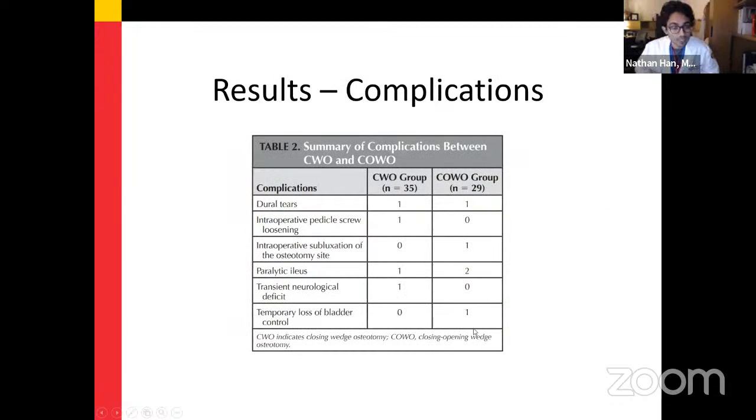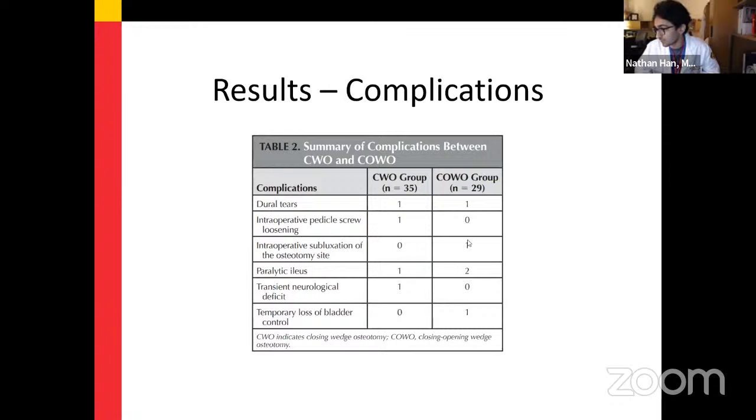Another table here summarizing the complications from both of these techniques. Many of these are sort of minor complications, but there are 2 in particular to highlight. In the closing opening wedge osteotomy group, you can see that there was an intraoperative subluxation of the osteotomy site. To mitigate this risk, the authors did mention that they placed temporary rods on the contralateral side while they were working in the vertebral body.